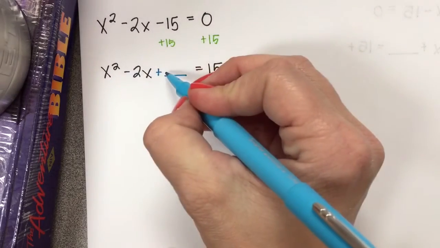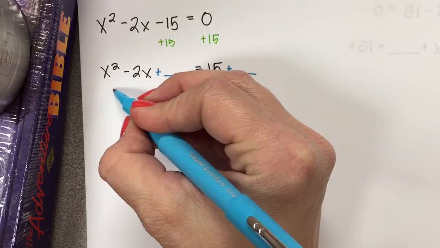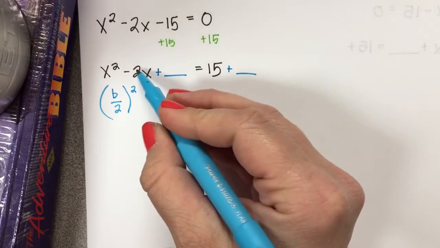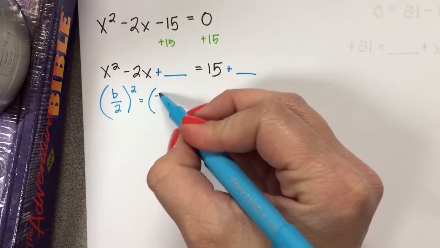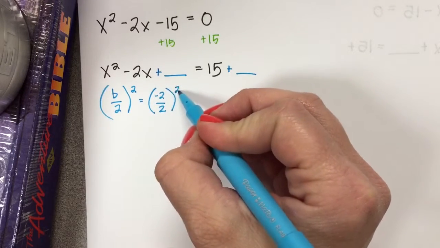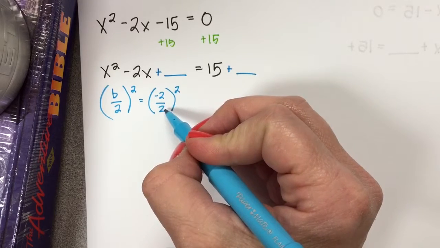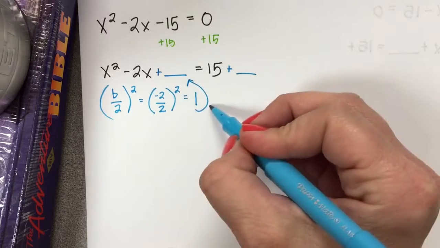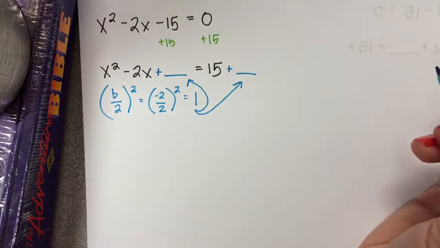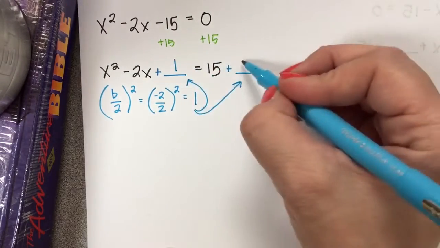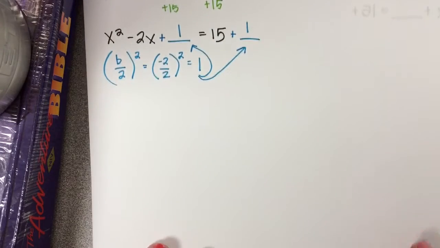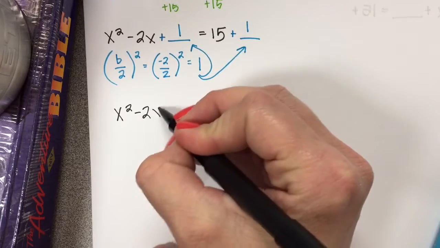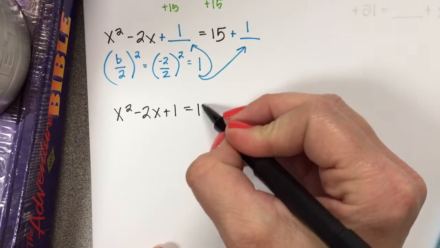So to do this, you do b over 2 squared. So our b term is negative 2 over 2 squared. So negative 2 over 2 is negative 1. Negative 1 squared is just 1. So that's going to go in both of those blanks. So I'm going to put a 1 here and a 1 here. So what I have is x squared minus 2x plus 1 equals 16.